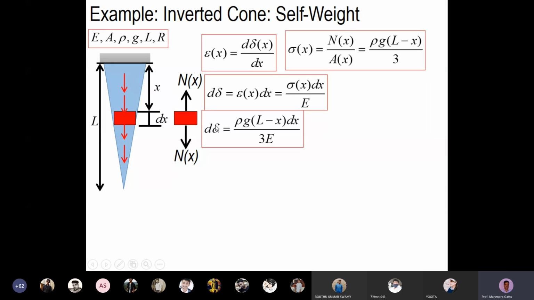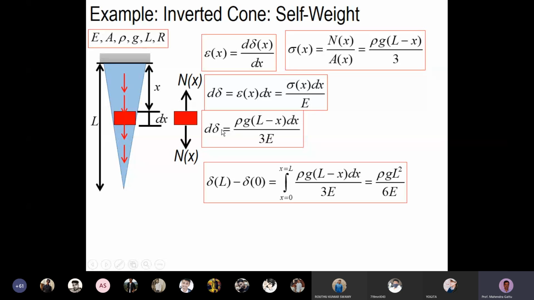So we can do the integration and find the total deflection. We do the integration from the limits x equals 0 to x equals L. On the left hand side, we have delta of L minus delta of 0, and on the right hand side, limits from x equals 0 to x equals L. So L dx will give L square, and x dx will give L square by 2. So L square minus L square by 2 will be L square by 2. So we will get rho g L square by 6E.